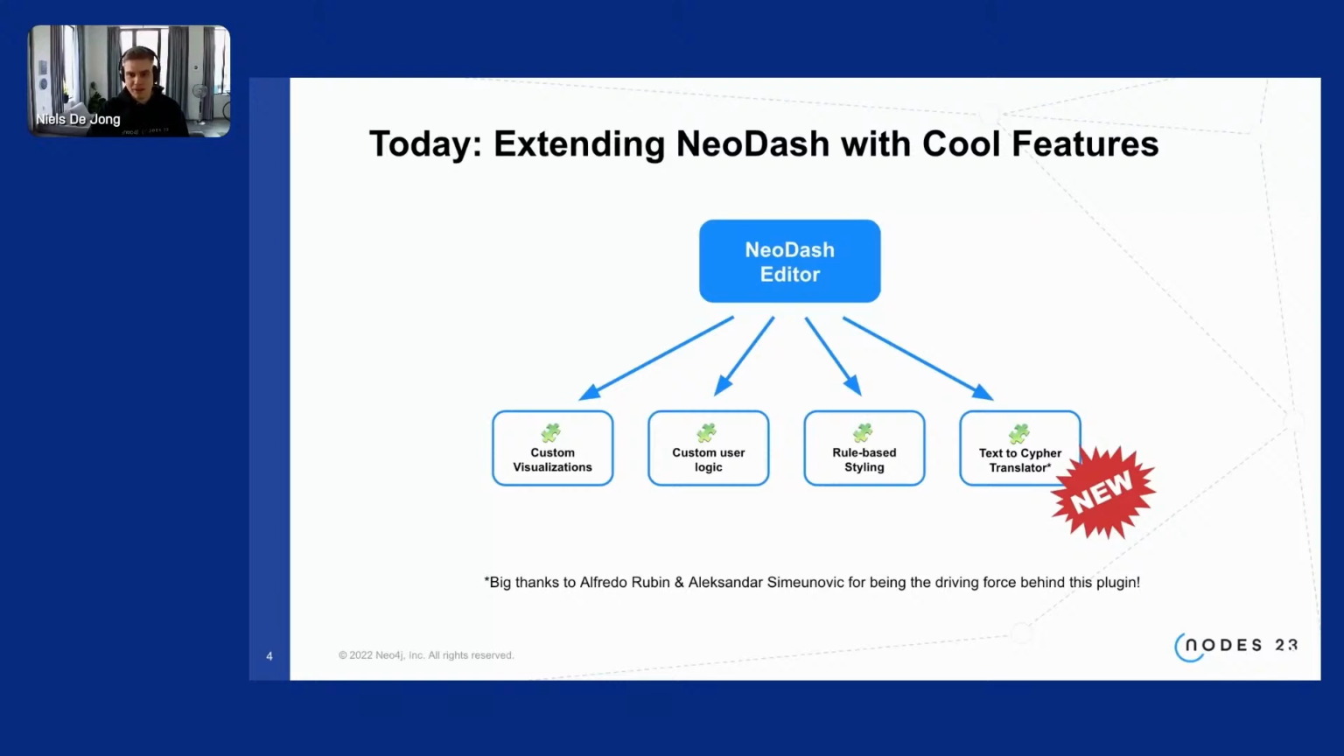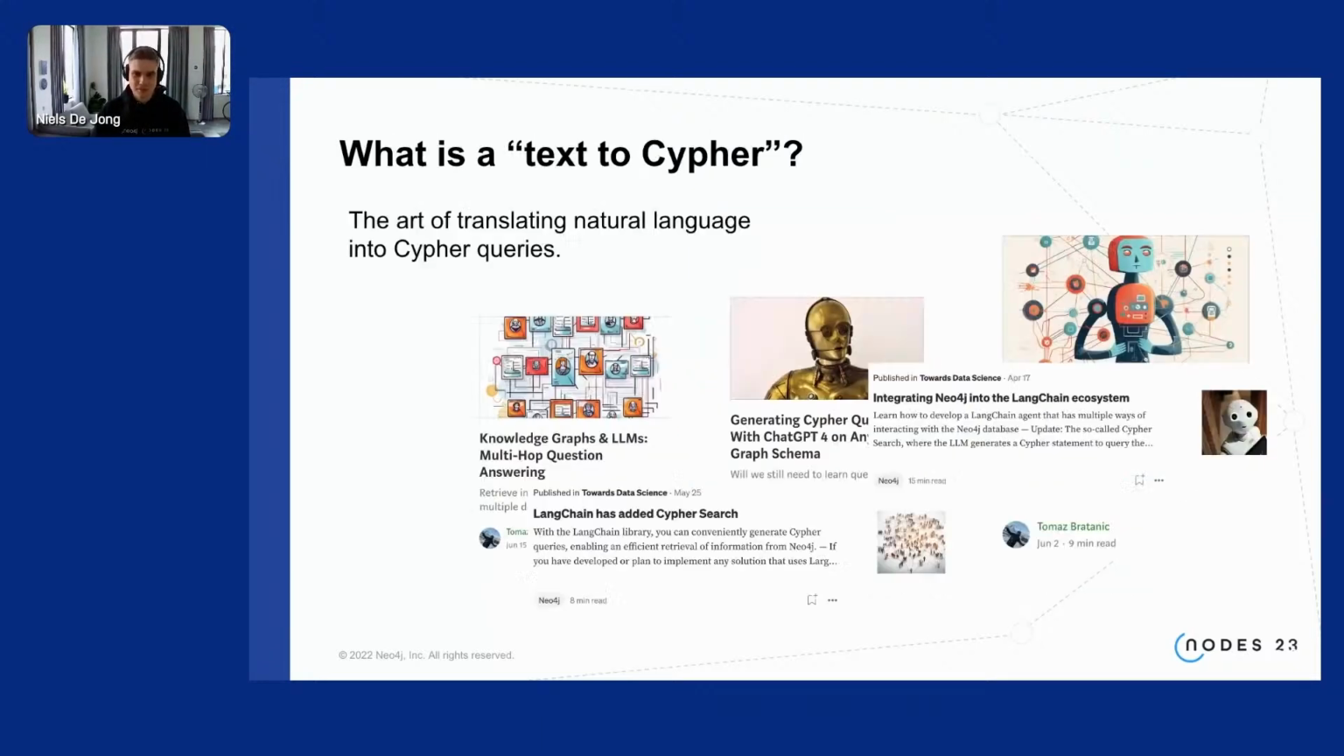But today I want to talk about the fourth official plugin that we've written for NeoDash, which is the text to Cypher translator. And this is where the LLMs come into play. This has been a lot of work. And again, this was mainly the brainchild of Alfredo and Alex, who you saw in the slide earlier. So thanks again, Alfredo and Alex, for letting me be the one who presents here. But it's been a lot of work from the two of you.